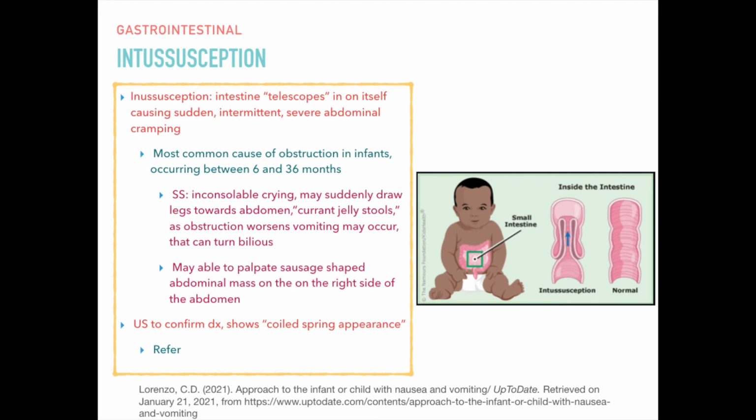Intussusception is the most common cause of obstruction in infants, and it occurs most commonly between 6 months and 36 months. And it's described as the intestine telescoping in on itself, and it causes very sudden, intermittent, severe abdominal cramping. The patient might have inconsolable crying, suddenly draw their legs up towards their abdomen. They might experience things like currant jelly stools as the obstruction worsens. And then you might also be able to palpate a sausage-shaped abdominal mass on the right side of the abdomen. Ultrasound, again, is going to confirm this diagnosis, and it may show something called quote-unquote coiled spring appearance. And for these patients, we're going to refer as well.